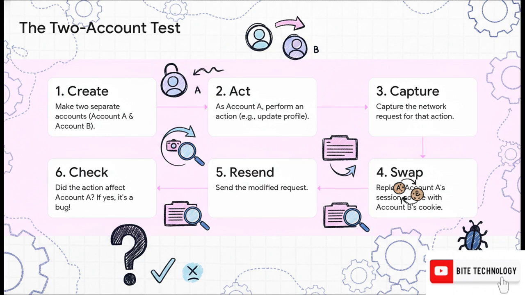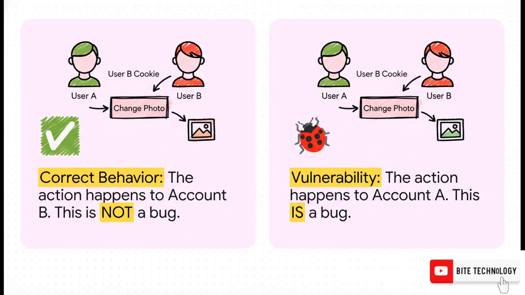You found a bug. Okay, this part is absolutely crucial. If you swap in B's cookie and the action happens to Account B's profile, that's not a bug. That's just the expected behavior. You're just acting as user B. The vulnerability, the actual bug, exists only when the action happens to the original account, Account A. That's the proof that the access control check is totally broken.